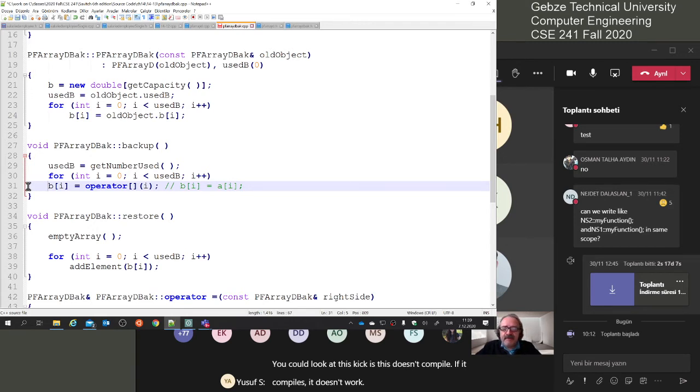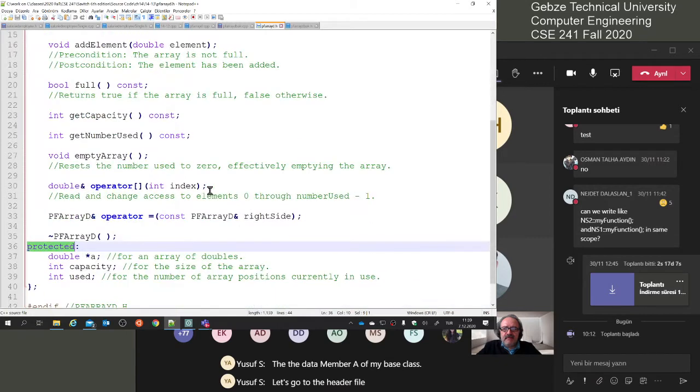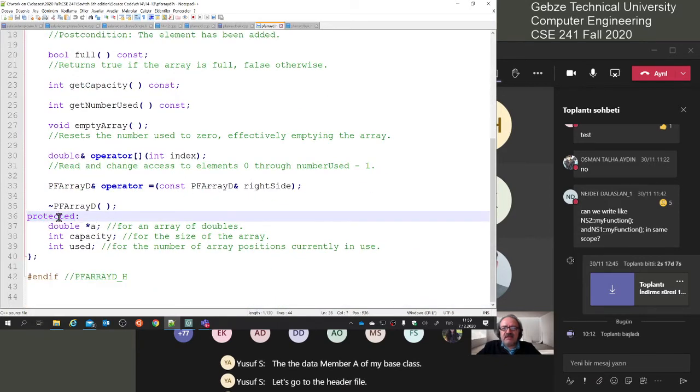Does this compile? Yes. It compiles, but I am trying to access the data member A of my base class. Let's go to the header file. In my base class, A is protected. If it was public, then I was in trouble.